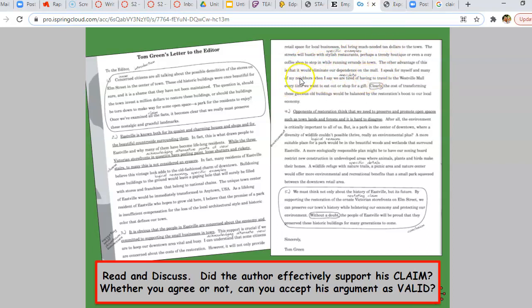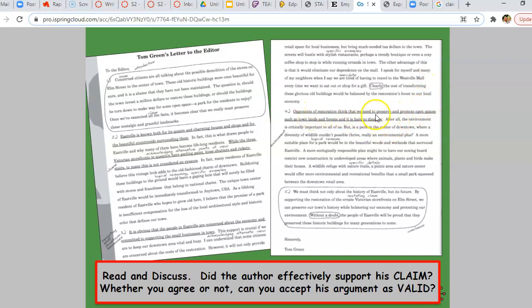The other advantage of this is it would eliminate our dependence on the mall. I speak for myself and many of my neighbors when I say we are tired of having to travel to the Westville Mall every time we want to eat out or shop for a gift. Clearly, the cost of restoring these glorious old buildings would be balanced by the restoration's boost to our local economy.